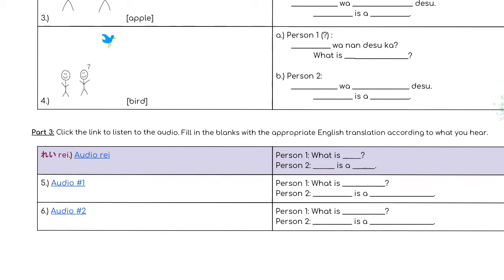Okay, so part 3. You're just going to go ahead and click the audio links. We have an example audio here. So it's going to be a conversation between 2 people, and then you're just going to translate the conversation into English. I can't actually click on the link right now because I'm on the app, but I'll just go ahead and read to you the conversation.